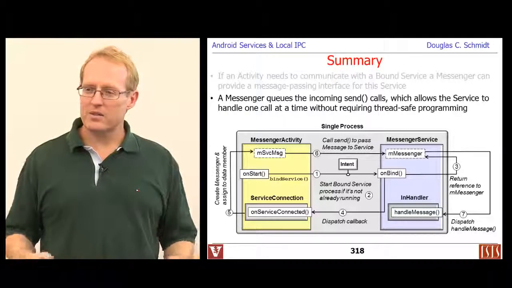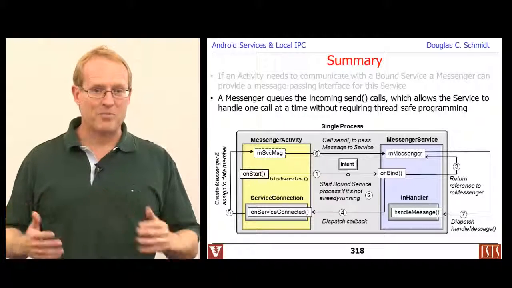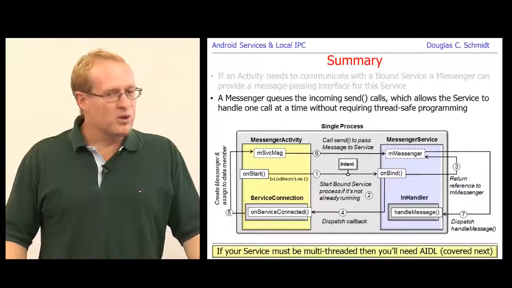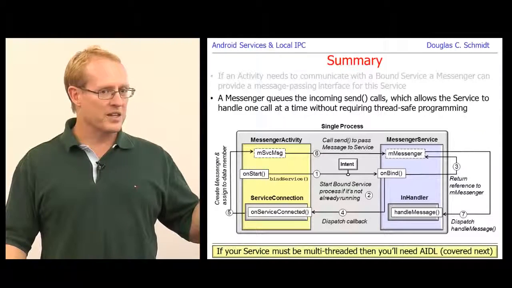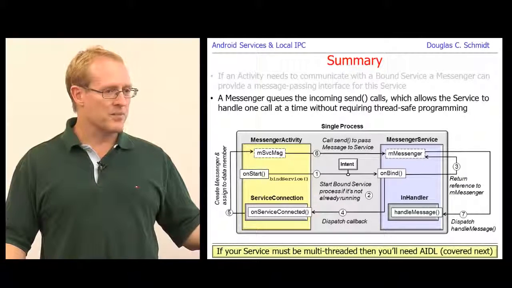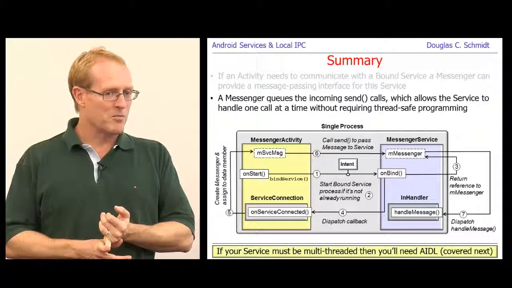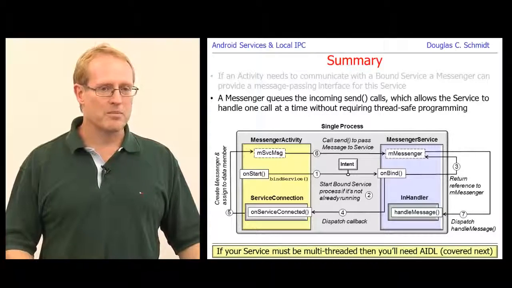Any questions about that? Now that's very important to remember because the next thing we're about to talk about doesn't have that property. So the nice thing here is you can keep it fairly simple. If you need to have a multi-threaded service, if you want your service to be able to run things in multiple threads, then you're going to have to go to the next step, either by using an intent service that we talked about before, or by going to the full-blown AIDL mechanism that we're about to talk about.